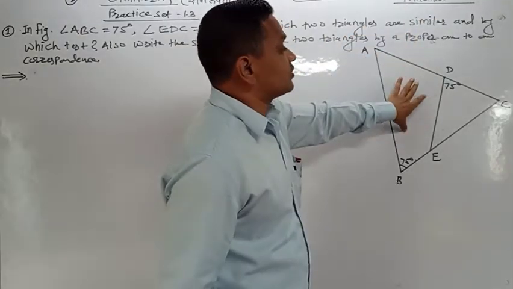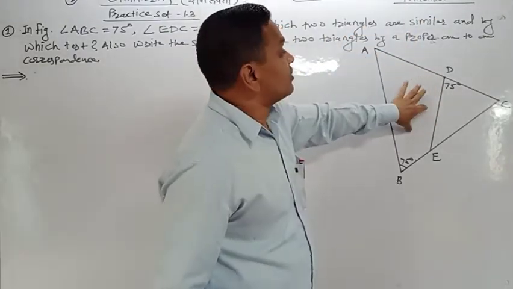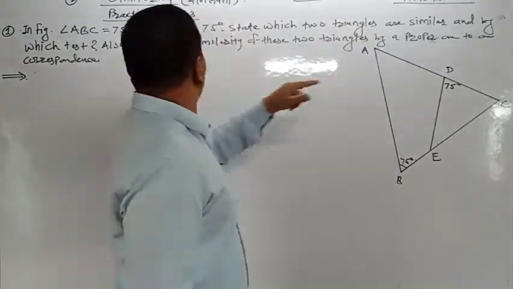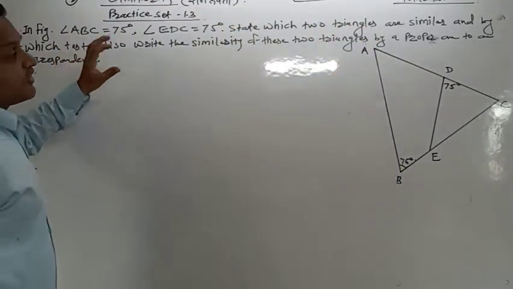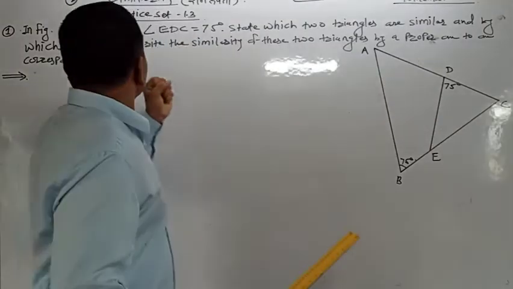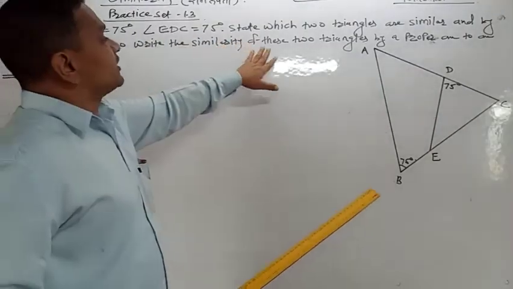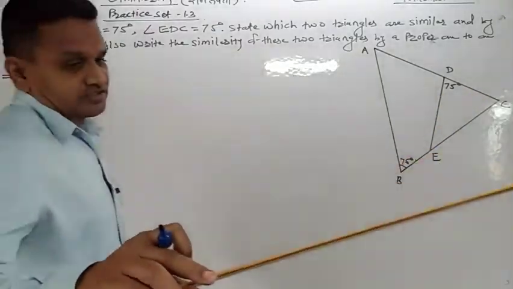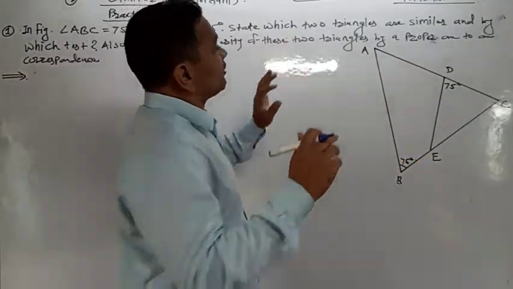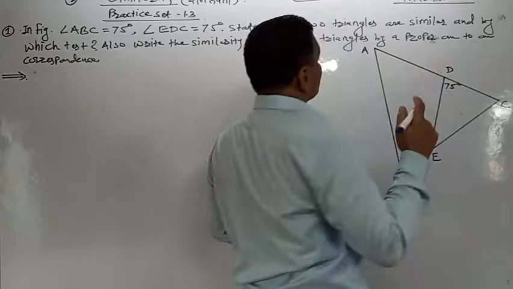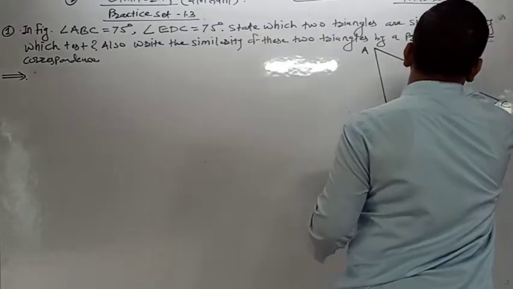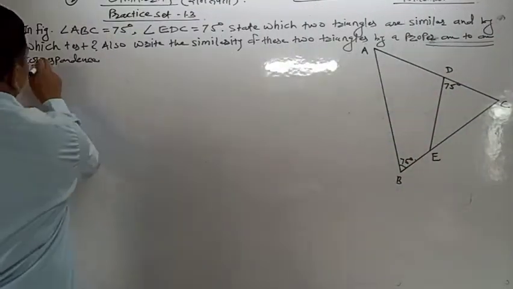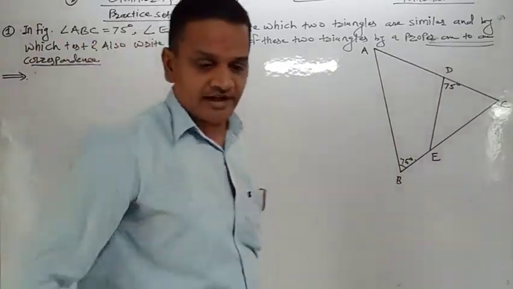In this figure, two triangles are there, and we want to prove which two triangles are similar and by which test these two triangles are similar. And write the similarity of these two triangles by proper one-to-one correspondence. Similarity of two triangles must be written with proper one-to-one correspondence. One-to-one correspondence is very important. Understand?